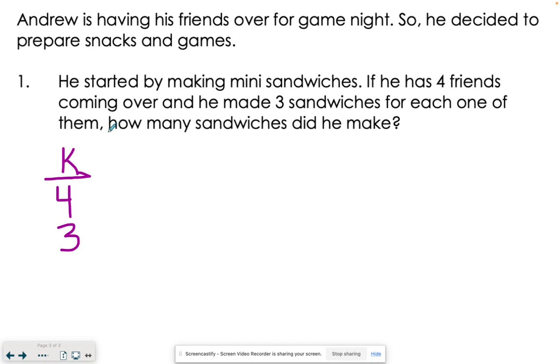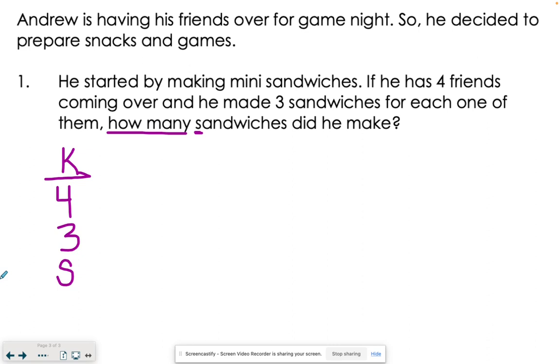And I like to look for the words how many, because the how many is going to be your answer. The letter directly after that labeling is going to be your variable that you're going to use. So what we're really solving for is sandwiches. So I'm going to use the letter S to represent how many sandwiches. So now we're going to read.